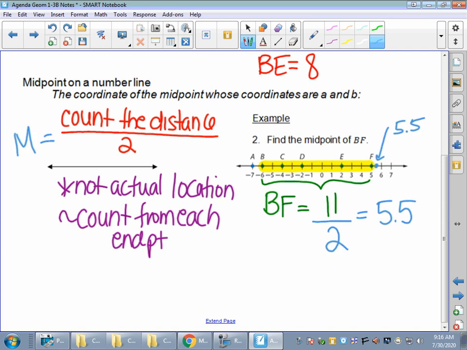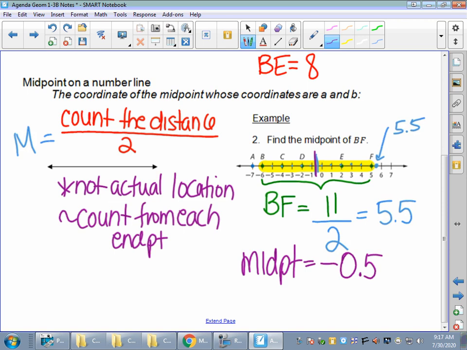So if I start at B and I count 5.5 units, 1, 2, 3, 4, 5, and another half, that gets me right there. If I started at F and went backwards in the negative direction, I would count 1, 2, 3, 4, 5, and another half. What's the actual coordinate of that slash mark that I put on that segment? That would be, I'll put midpoint equals -0.5, or -1/2. Is it okay to have a decimal or a fraction location for a midpoint? Sure, right? Why not? It's halfway between each point.